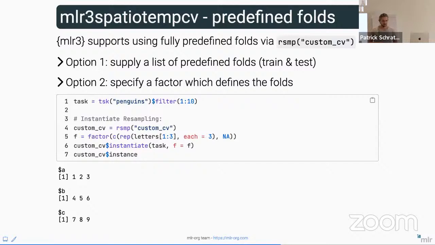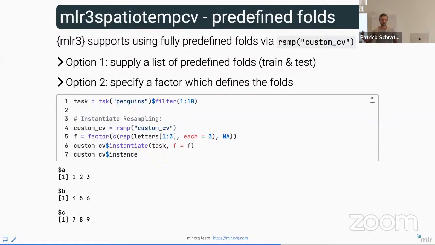Then there is another resampling method directly from the MLR3 core package, which is the custom CV, which means you can use a fully predefined resampling scheme. Of course, you cannot iterate on that because it's just using one fixed set of folds. You can either supply a predefined list for training and test, or you can use a factor variable that fully predefines this as well. So a factor with, for example, 5 different levels will result in a 5-fold non-repeated cross-validation then.